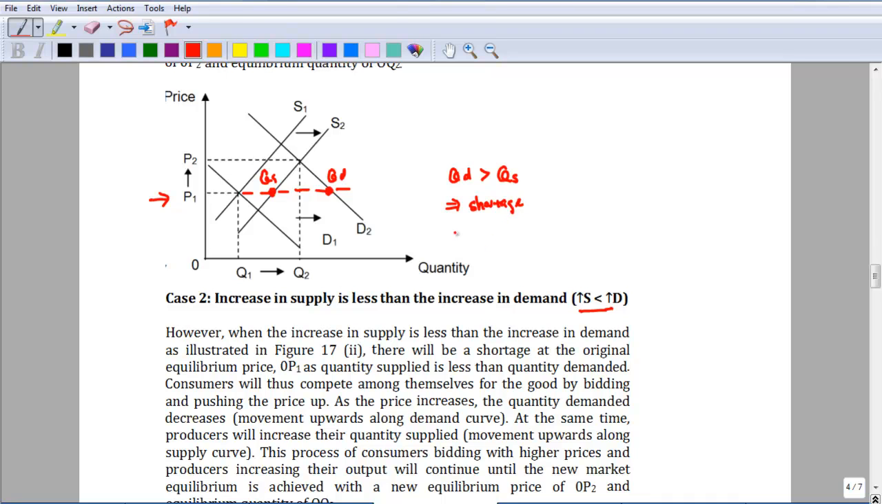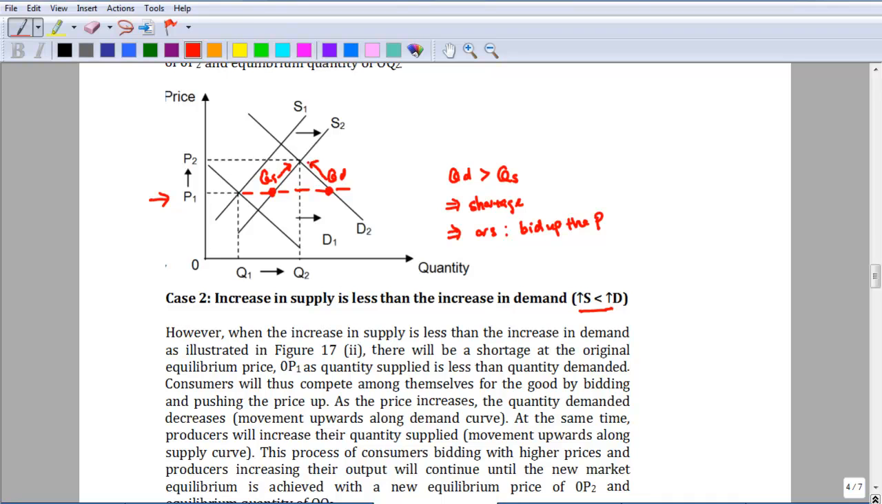So what will happen when there's a shortage in the market? Yes, consumers will react. How will consumers react? They will bid up the price of the good in order to obtain the good. So this will cause an upward pressure on the price, and when your price starts to increase, your quantity supplied will increase. So it's a movement upward along your supply curve, and when your price starts to increase, your quantity demanded will start to fall.